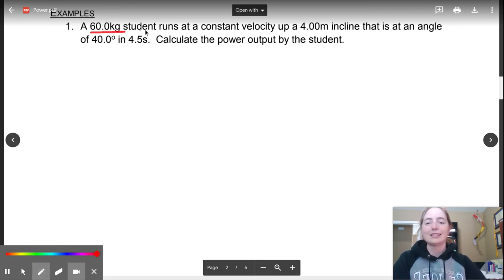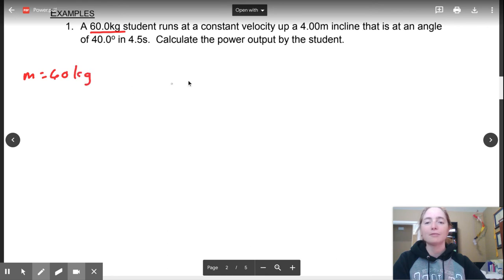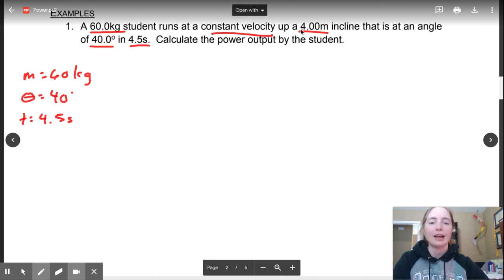All right, a 60 kilogram student, so we have mass of 60 kilograms, runs at a constant velocity up a 4-meter incline. That is an angle of 40 degrees, in 4.5 seconds. So theta is 40 degrees and time is 4.5 seconds, and up a 4-meter incline. So I'm going to draw that one there.